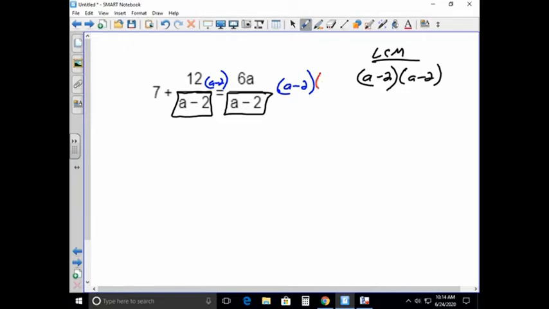So do we need 2 A minus 2s here? No, because we're only going to cancel one out there. Do we need 2 A minus 2s there? No, because we're only going to cancel one out there. So we only need 1 A minus 2 to multiply everything by. So we're going to multiply the entire left side by A minus 2.